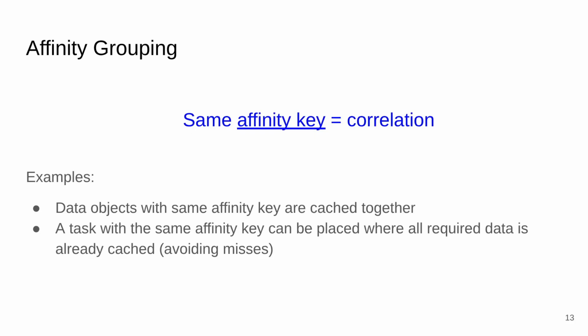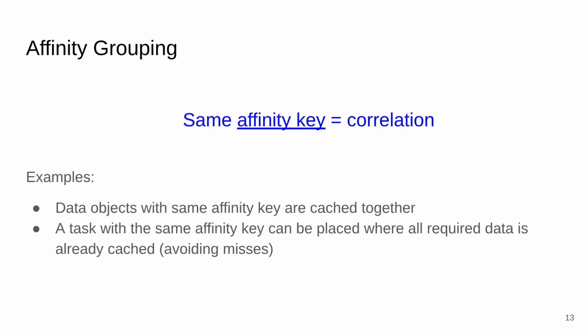An example of how this can be used is that data objects with the same affinity key can be cached together. So everything that is needed for a task that is going to come in the future will already be there. So there will be no wait to bring and cache something that is somewhere else.